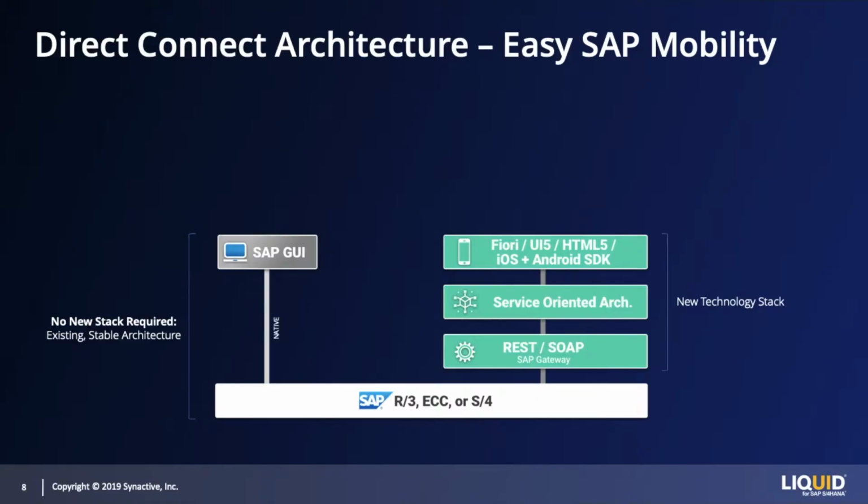Now, where does Direct Connect fit? Well, Direct Connect, again, achieves this functional and architectural parity with the SAP GUI because it uses that same pipe. Again, anything that can be rendered currently on your SAP GUI can be rendered as is on iOS and Android devices just by downloading our Liquid UI Direct Connect app.